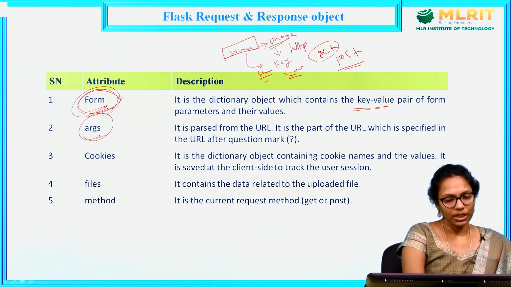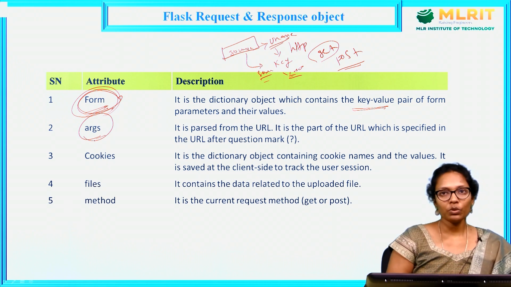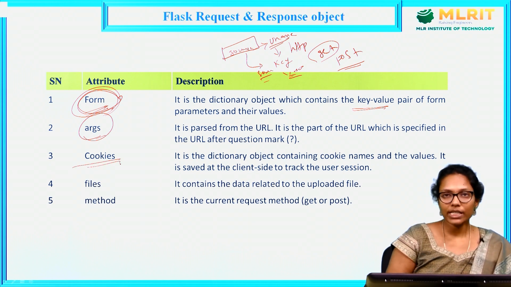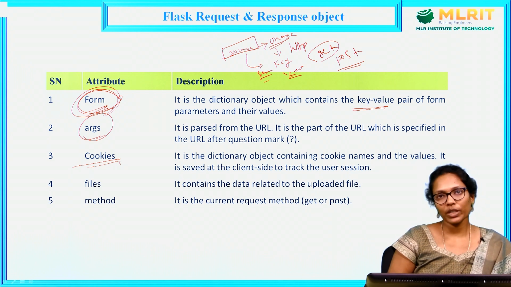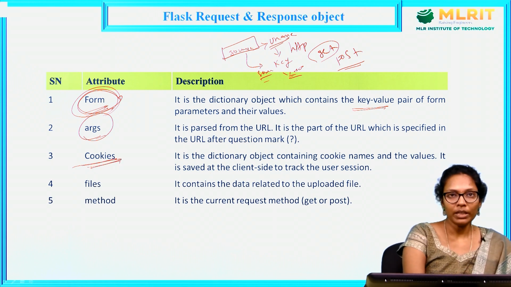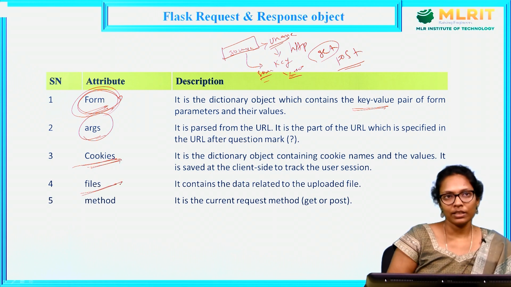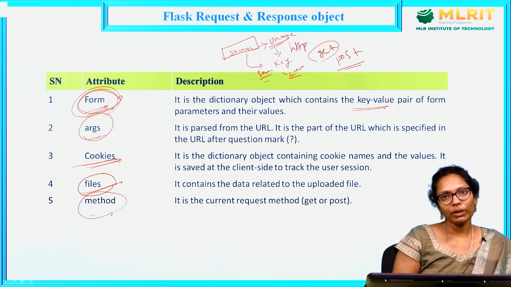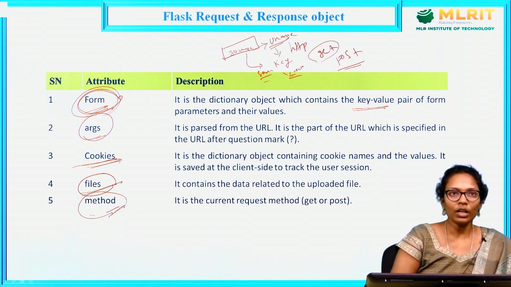Coming to args, it is also used to retrieve data. Here we use the get method to retrieve the data along with the args attribute. If you want to get the cookies information, which is stored at the client side, the cookies attribute is used. The next attribute is files. If the user has uploaded any files and you want to know about the uploaded file, you can use the files attribute. The next attribute is method. The user may use the get method or post method to transfer the data. If you want to know the method details, you can use the method attribute.